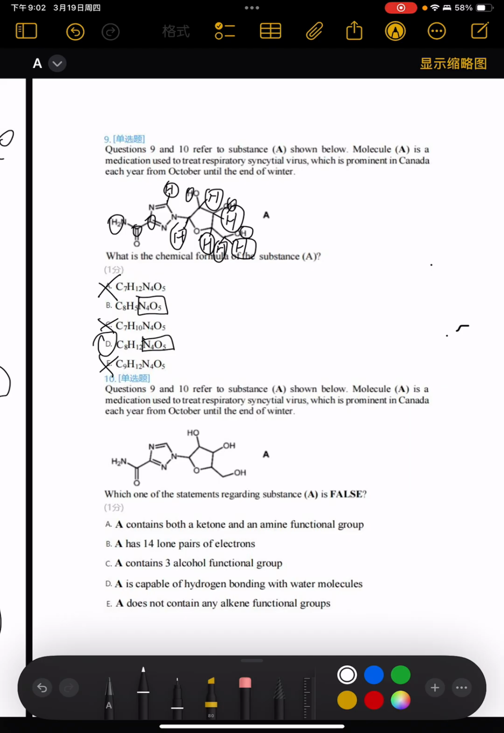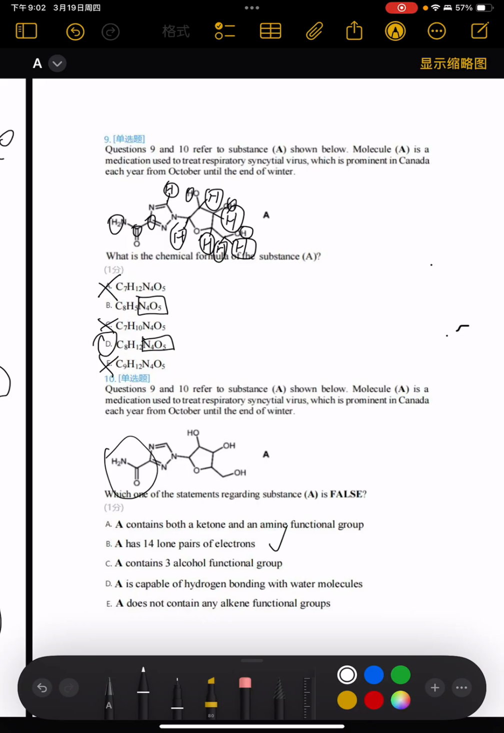And moving on to question 10, this asks us which one is false. So over here, we can see that the CO over here, this carbonyl is an amide, not a ketone. And we can also see that all the other statements are true.